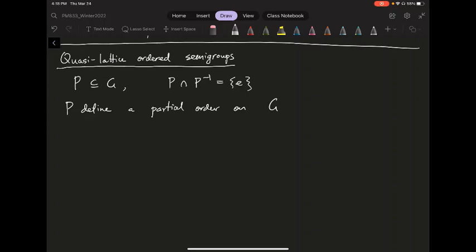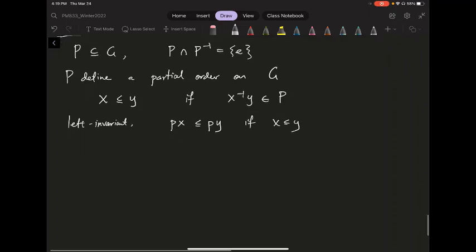And in general, you can do the same. So you can define a partial order by saying x less than or equal to y, where x, y are both inside G, if x inverse y is inside P. So this partial order is left invariant. What I mean by left invariant is that if you multiply by an element of G on the left, you can still have this inequality. So if x less than or equal to y, you can multiply on the left, and that doesn't change anything.